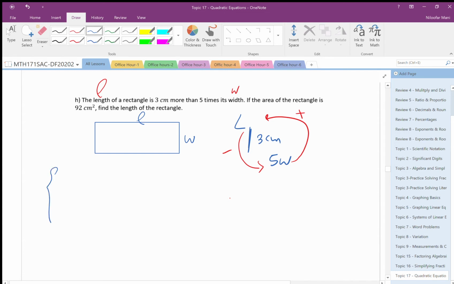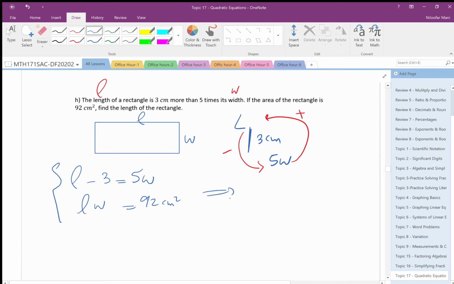Now I can write two equations. Before writing them, I have to define my variables, but I can just use L and W, so I don't need to define them. So L minus 3 is 5W, and L times W, because that's the area, is 92 centimeters squared. So here I have two equations, two unknowns.